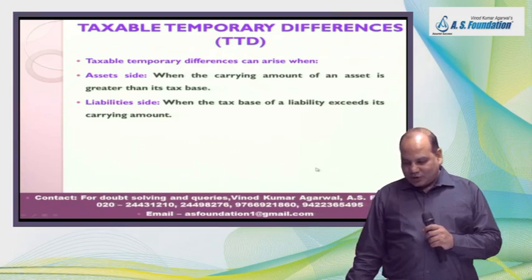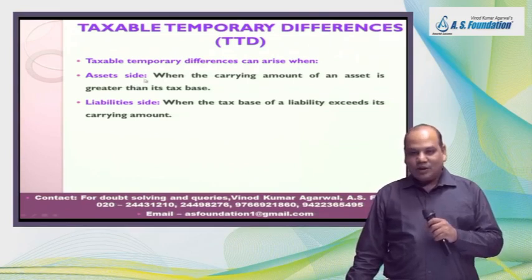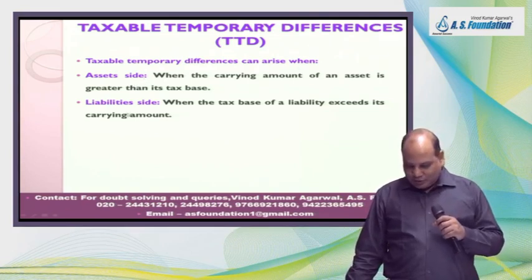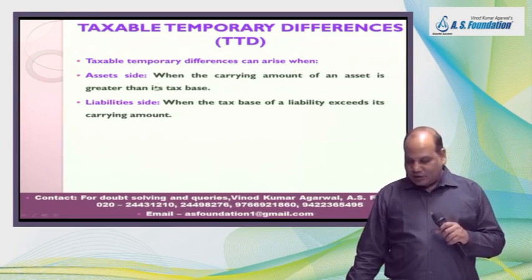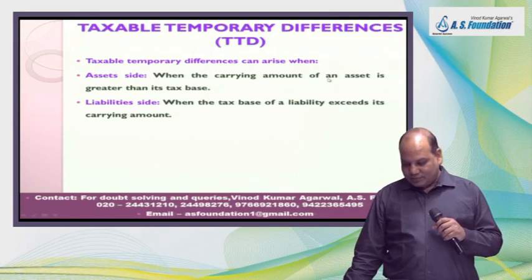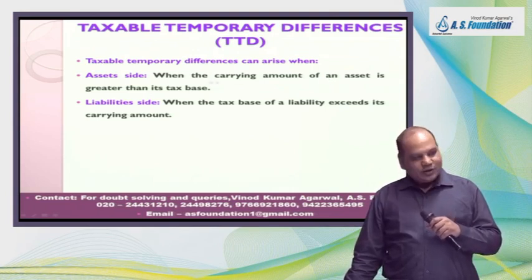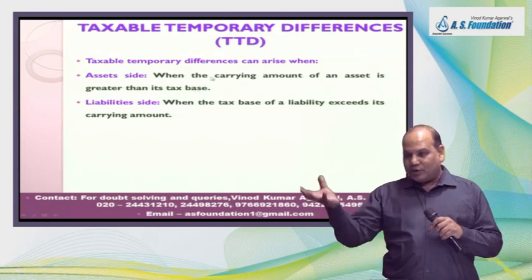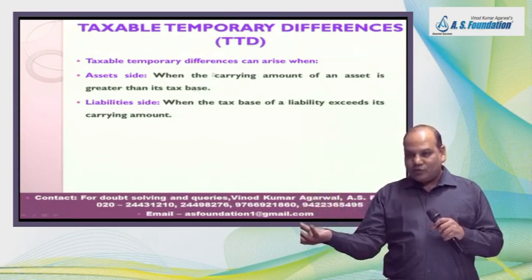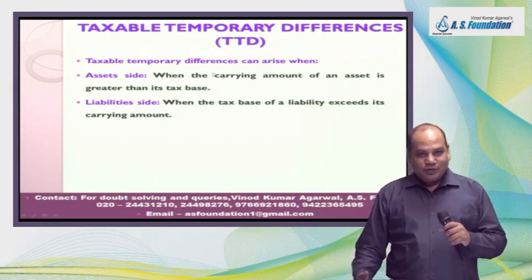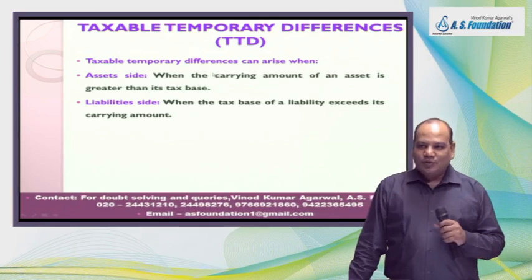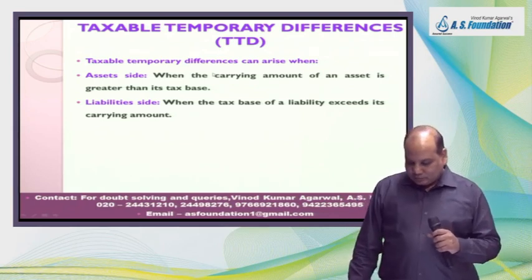Taxable temporary difference can arise on the asset side also or on the liability side also. Mostly it will come due to an asset side item. On the asset side, when the carrying amount of an asset is greater than its tax base. Books is showing more value, but tax base is low. It means you will get less tax deduction in future whenever you recover the carrying amount of that asset. Is it right?